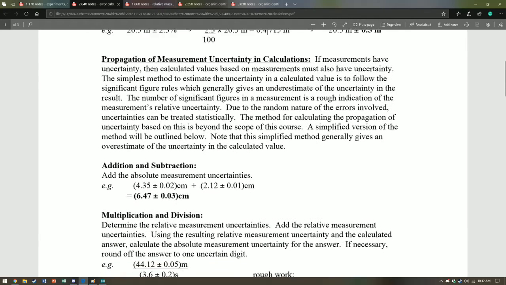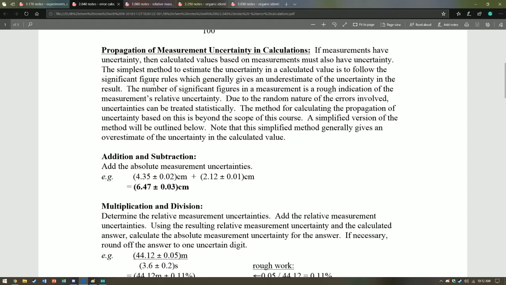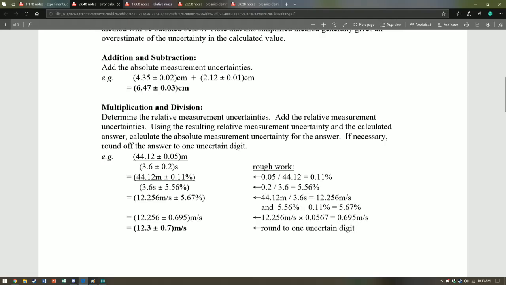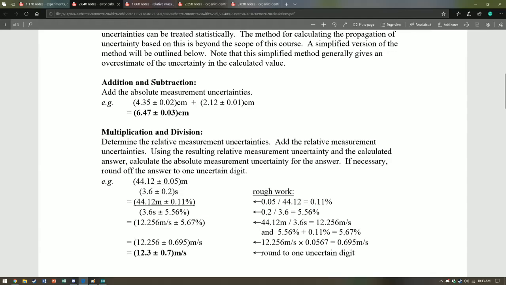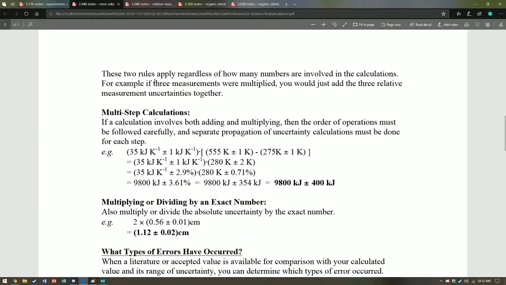This is pretty simple. If you're adding or subtracting two measurements, you add their absolute uncertainties. If you multiply or divide two numbers, you add their relative uncertainties, and if you raise a number to an exponent, you multiply the relative uncertainty by the exponent. Those are the three main rules. Lastly, if you have multi-step calculations, you have to propagate the uncertainty at each step.